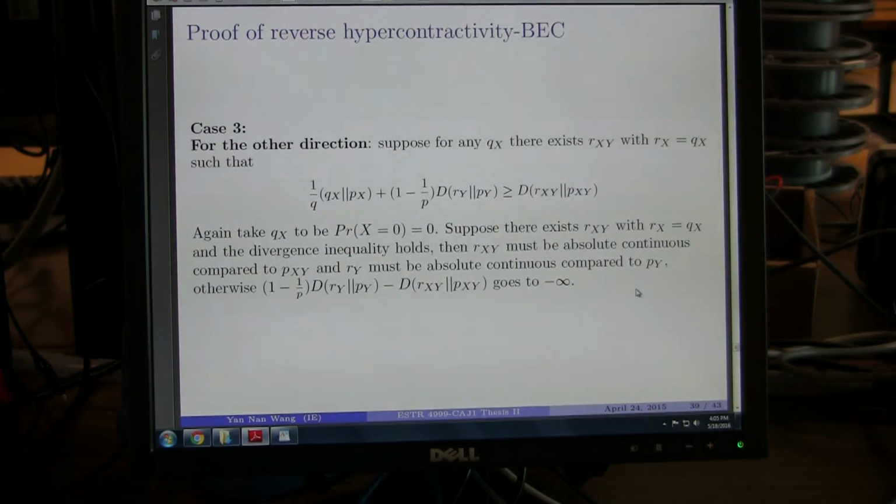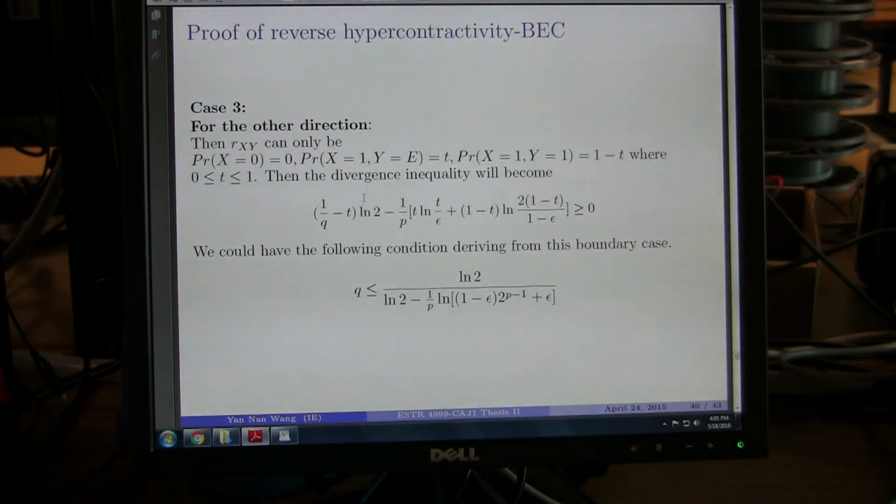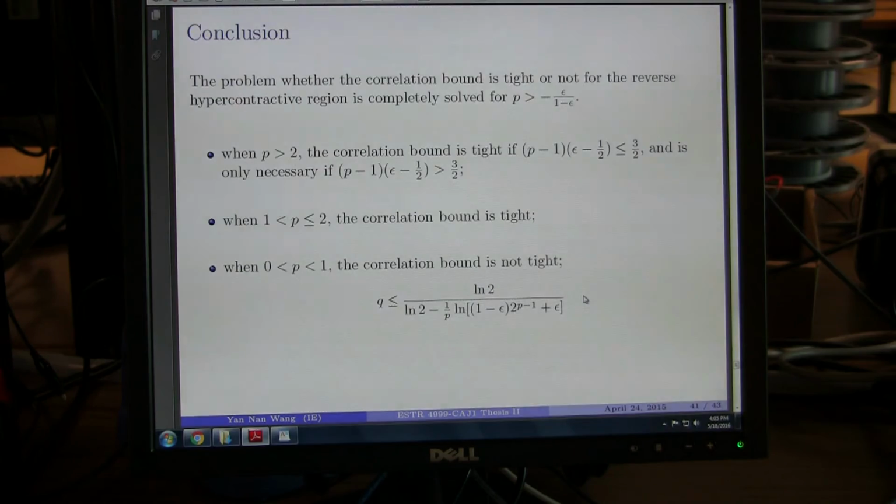For the other direction, suppose for any Qx there exists Rxy with Rx equal to Qx. Then for the other direction we just need to reconsider the case when Qx is in this special case. Again, we will get a similar inequality, and by this inequality we will get the upper bound for Q mentioned in the result. So we have done the proof for 3 cases, and here is our conclusion.